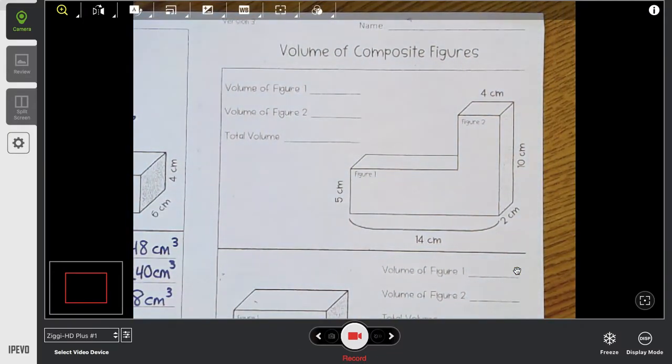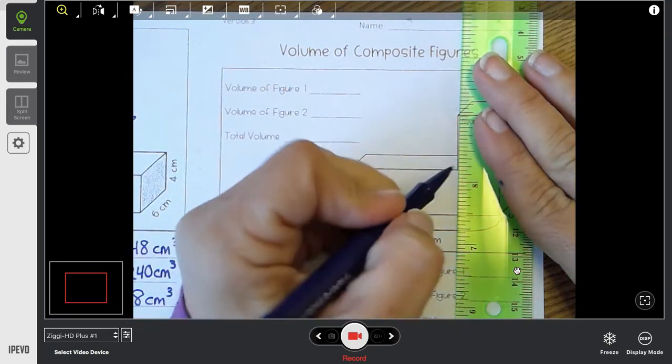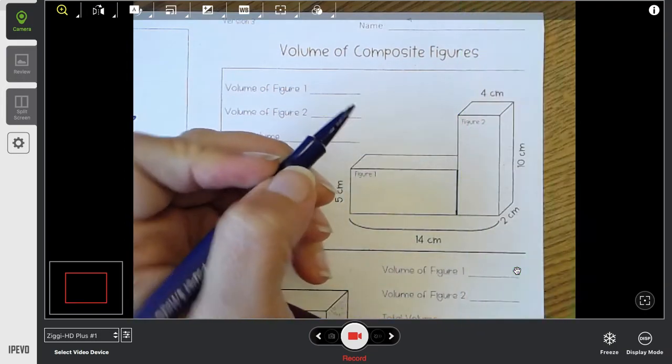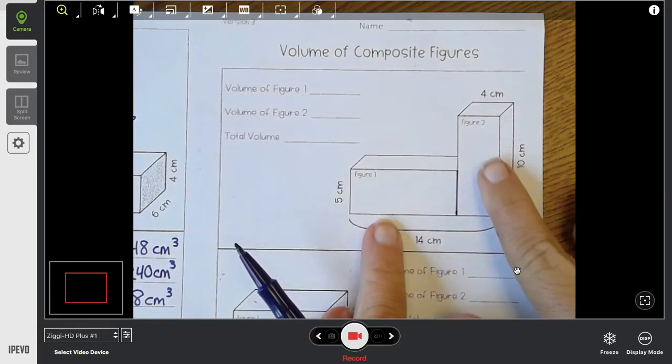Here's another L-shaped composite prism. So I have to decide which way I'm going to split it. And for this one, I think I'm going to split it this way. I'm going to have one standing beside the other one. So I have these two prisms, figure 1 and figure 2.